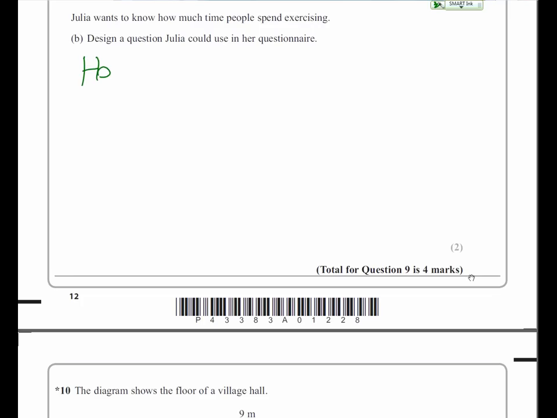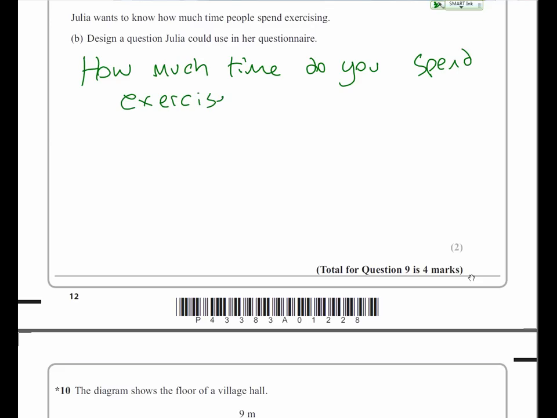So, how much time do you basically think about what you said was wrong and make sure it's right in your question? So let's go exercise per week. So we've got a time period. And then let's give some options, not just a bit, a little bit, even less of a bit. We need some real numbers, okay?